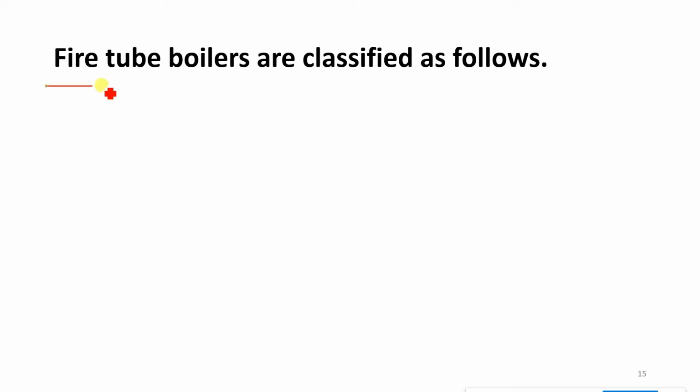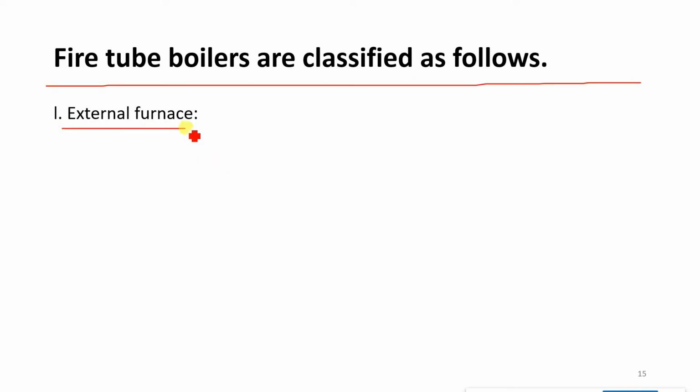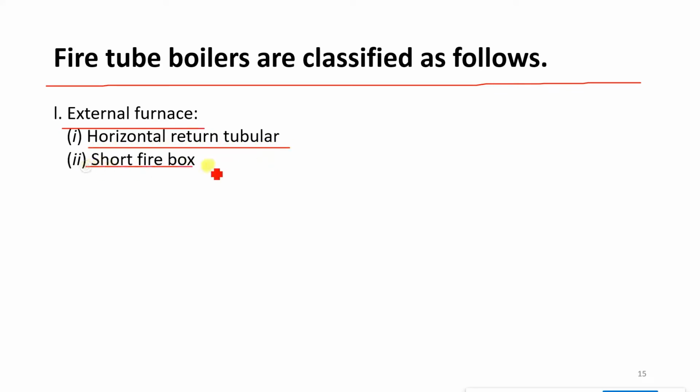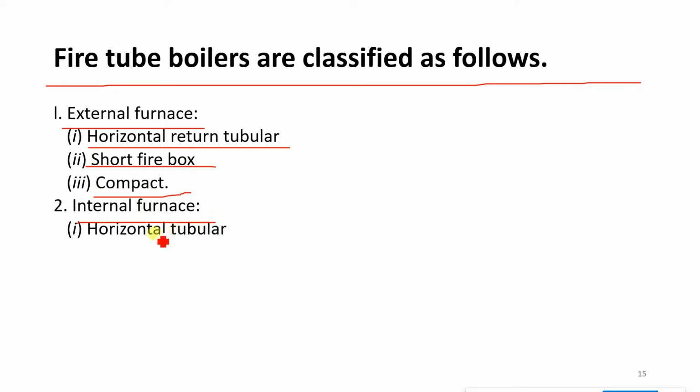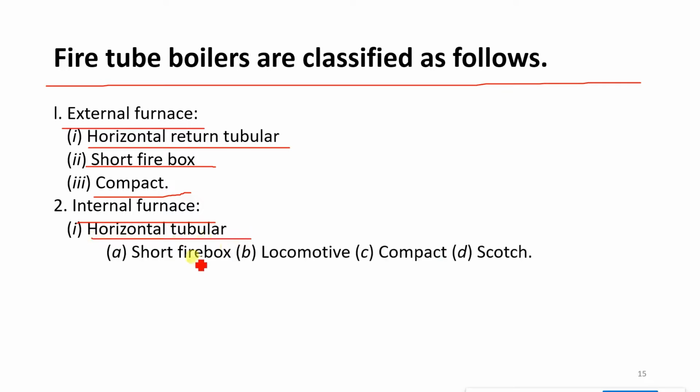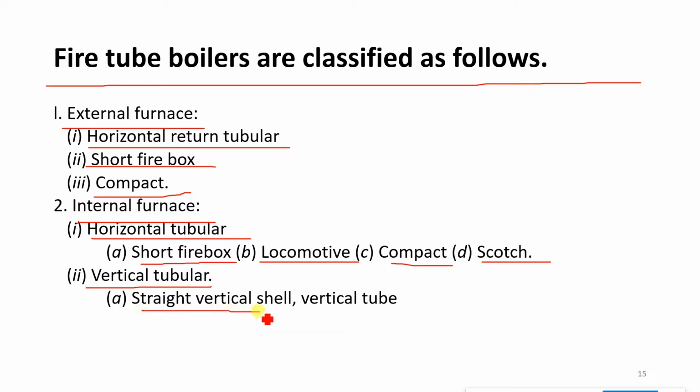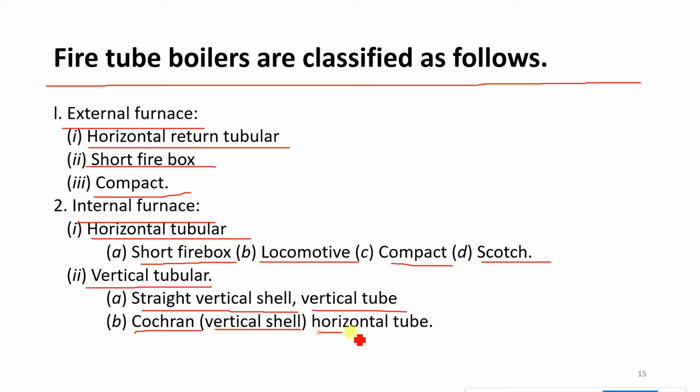Then fire tube boilers are classified. First, external furnace, which is further classified as horizontal return tubular, short firebox and compact. Second, internal furnace, which is further classified as horizontal tubular, short firebox, locomotive, compact and Scotch. And third, vertical tubular, which is further classified as straight vertical shell and vertical tube, and Cochran, which is vertical shell and horizontal tube.